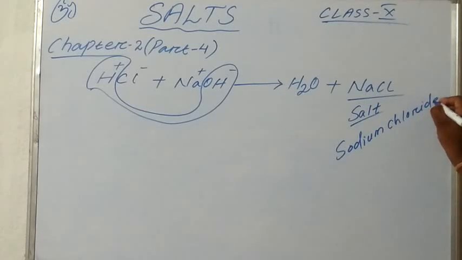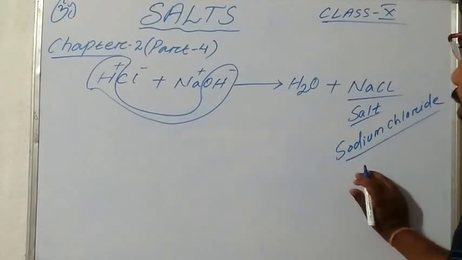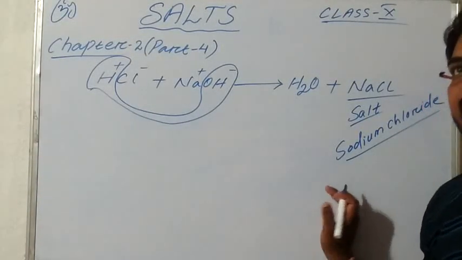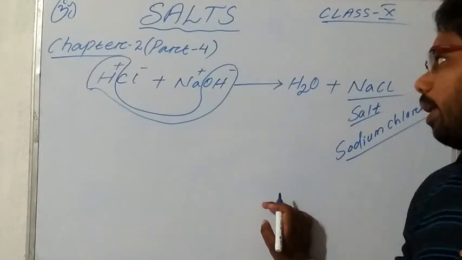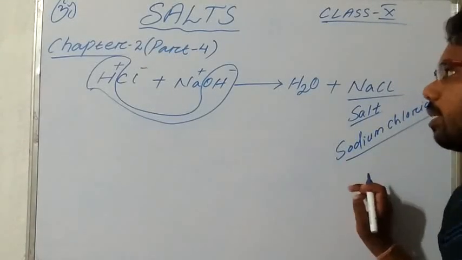The chemical name is sodium chloride. Sodium chloride is also known as common salt or table salt. This is used on our dining tables, and we add NaCl to our food when cooking.